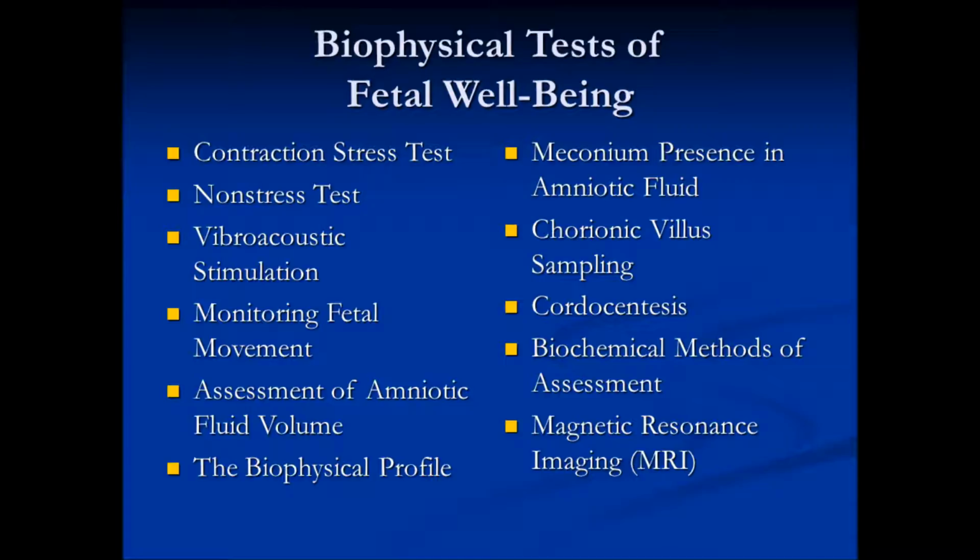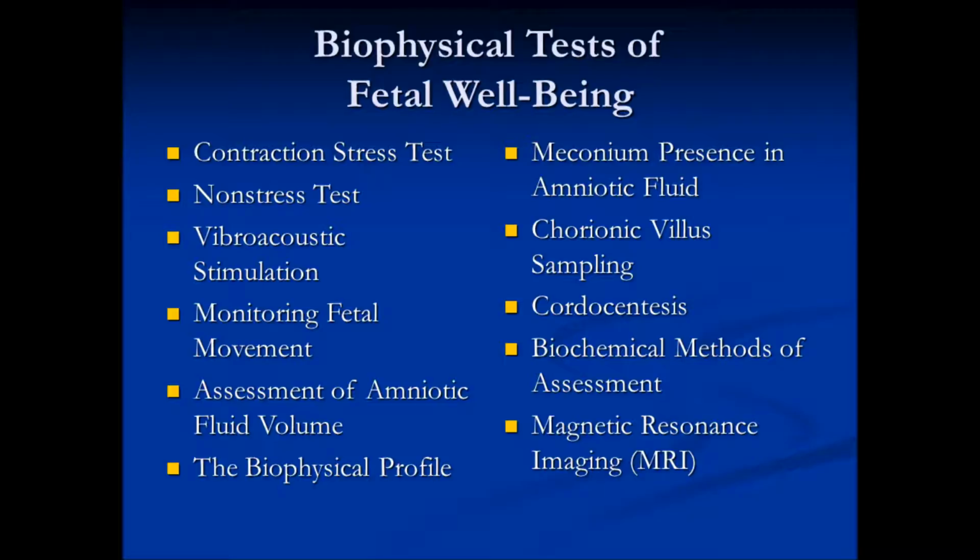A variation of the CST is the oxytocin contraction test, or the OCT. If spontaneous contractions are inadequate when the CST is done, the drug oxytocin is given through an intravenous line to start contractions.